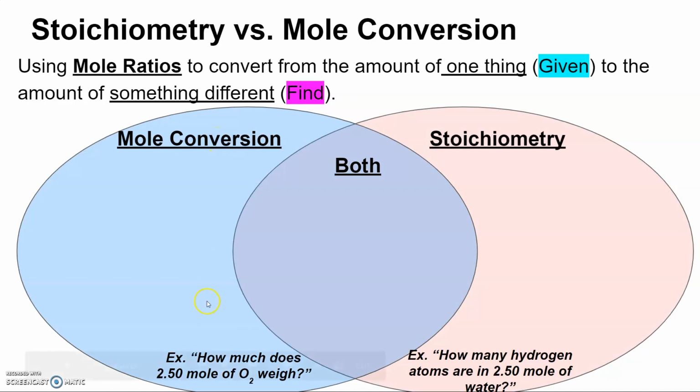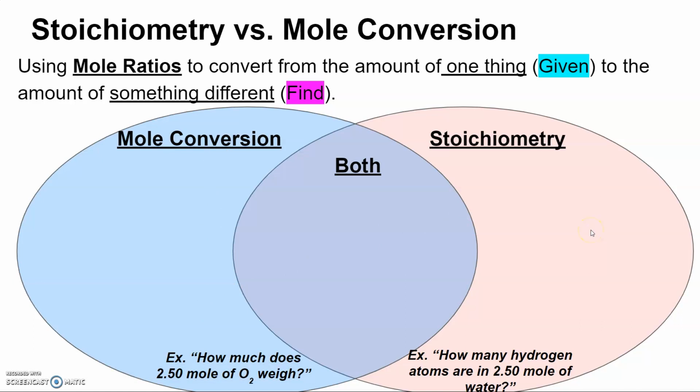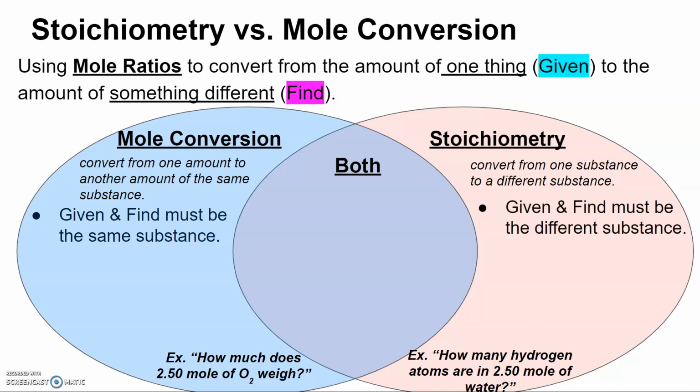So in a mole conversion problem, with an example given at the bottom, how much does 2.5 moles of O2 weigh? You're trying to convert from one amount to another amount of the same substance. So you're not changing substances. Whereas in stoichiometry, you're trying to convert from one substance to a different substance. And again, the example at the bottom of the stoichiometry circle is provided. Now, in a mole conversion problem, your given and find must be the same substance. So if you're only doing a mole map, you're not doing stoichiometry at all, then both of them must be the same substance. But in stoichiometry, the given and find must be different substances. So they have to be different things.